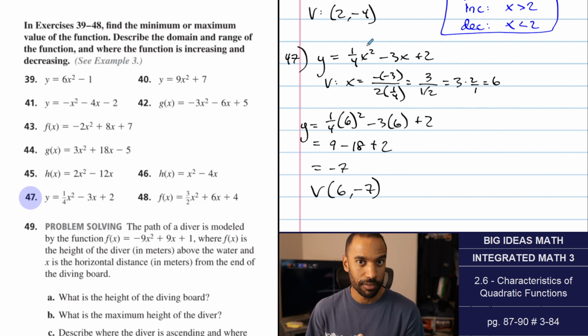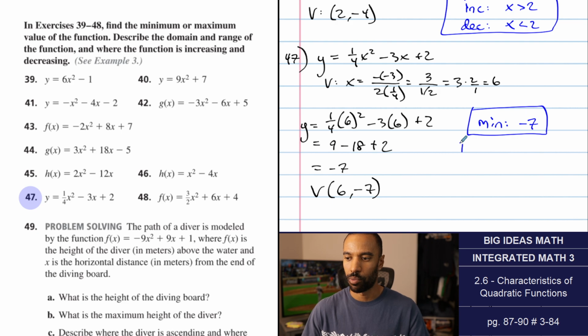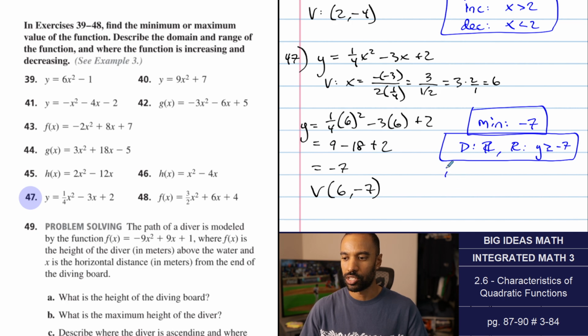I care that it's positive. Positive tells me I'm at a minimum. Minimum is negative 7. But the 1/4 itself doesn't matter anymore. It doesn't hurt me the rest of the way. We're all good. It's all about these two numbers and being positive here. Domain's all real numbers. Because that thing's positive, range is y is greater than or equal to negative 7. And we're increasing when x is greater than 6, and decreasing when x is less than 6.